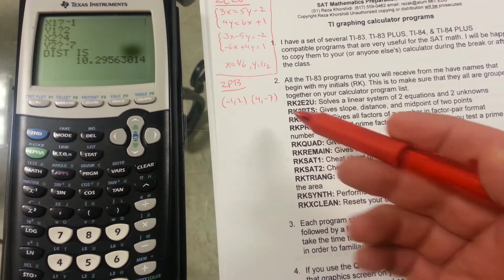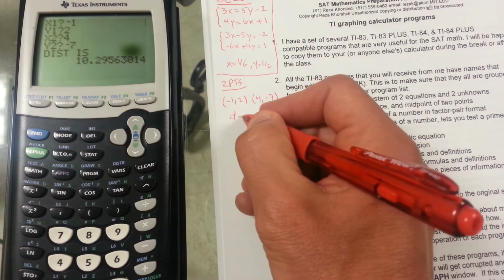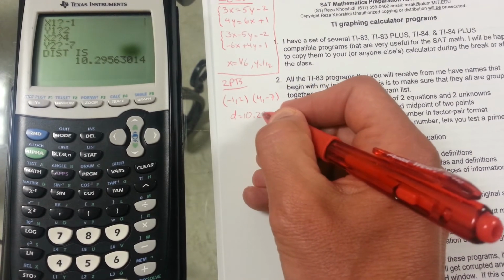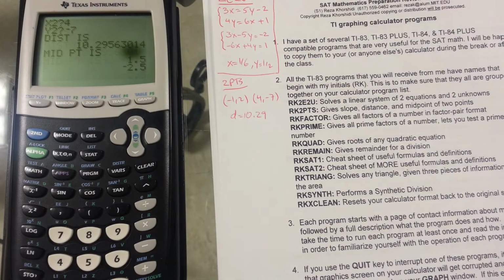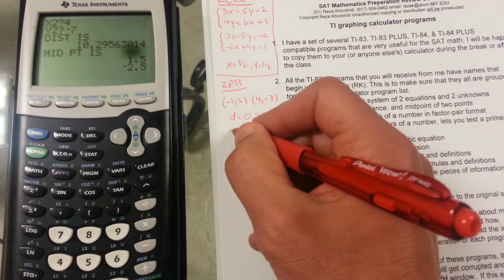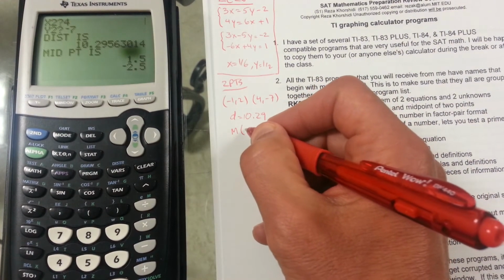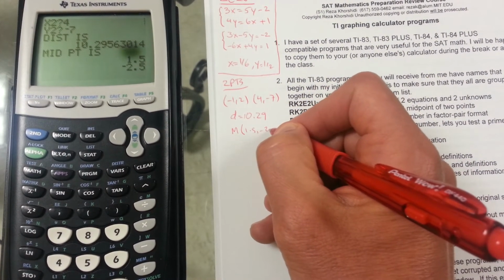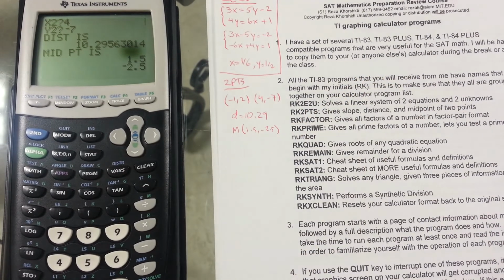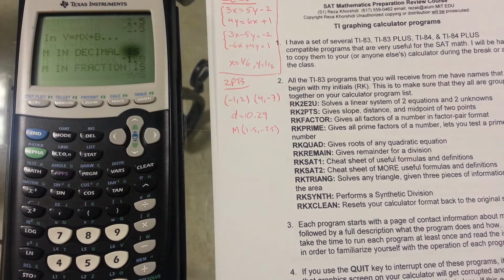Okay, it says the distance between these 2 points is 10.29. Press enter. The coordinates of the midpoint is at 1.5 comma negative 2.5. If you press enter, it says in y equals mx plus b, so now it's going to give you the equation of the line that goes through these 2 points.